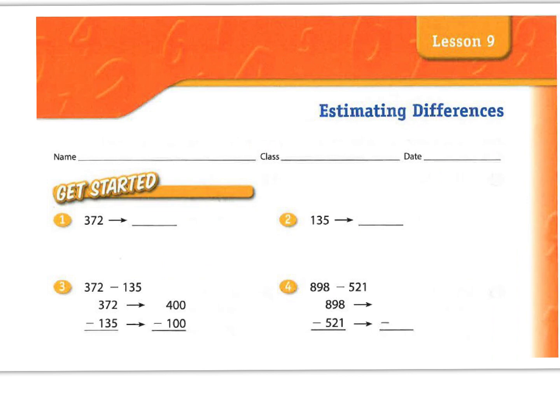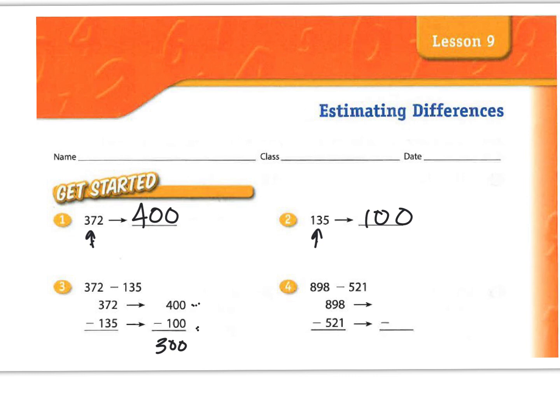All right, for getting started, let's do some practice. We're estimating. So when we have 372, if I'm estimating to the nearest 100, it's going to go up because the 7 rounds the 3 up to 400, so it's about 400. 135, the 3 makes it round down, so it's about 100 if I'm going to the hundreds place. So here we have 372 minus 135. So we take what they're rounded to, 400 and 100, and we subtract to get 300.